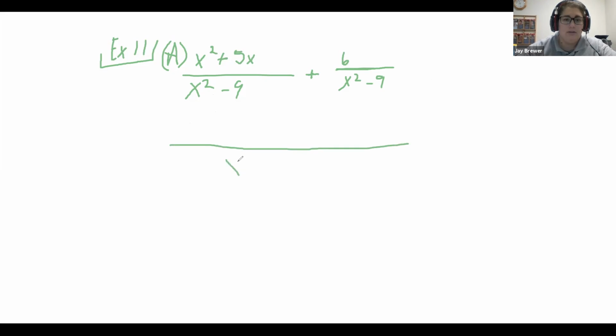We're going to just rewrite the denominator once. So that's on the bottom. And then we're just going to combine our numerators. So x squared plus 5x plus 6. Now is when we want to come in and factor.